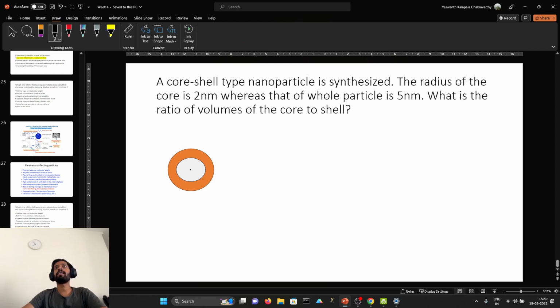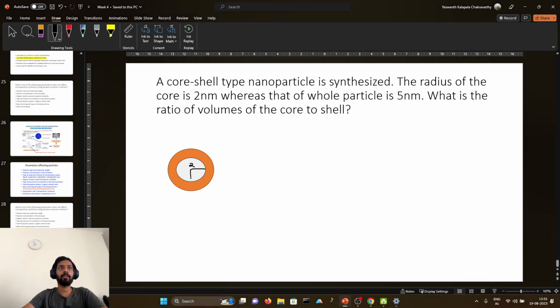What they're saying is the radius of the core is 2 nanometers. So this is 2 nanometers. Whereas that of the whole particle is 5 nanometers. So this is 5 nanometers. What is the ratio of volumes of core to shell? So they're asking for the ratio of volume of core to shell. Shell is basically this, not the entire particle, only the shell. So this to this is what they're asking.